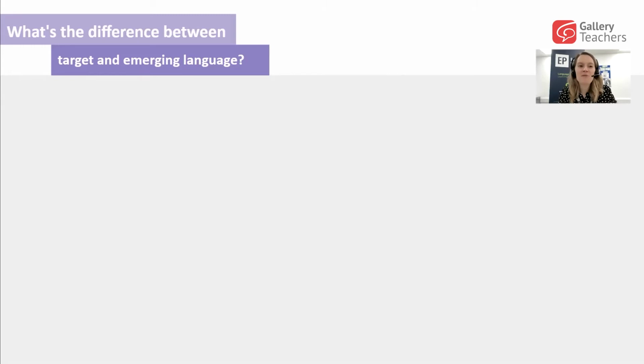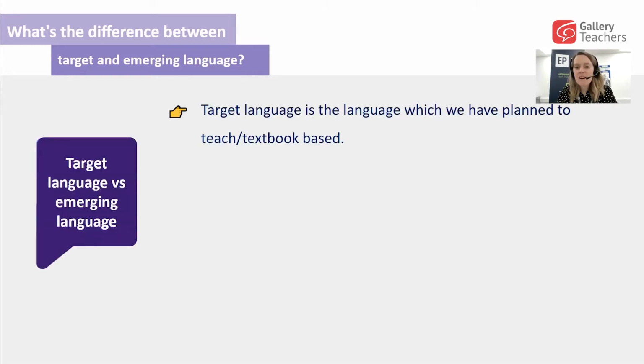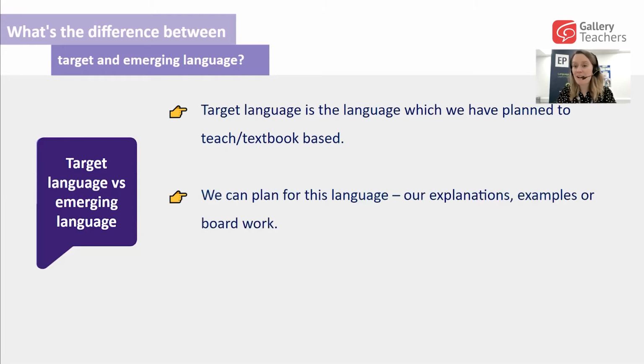So, what is the difference between target and emerging language? Target language is the language which we have planned to teach. It's often textbook based. Most of us use textbooks in our schools, and as a result, we can prepare for it. We can plan for it.